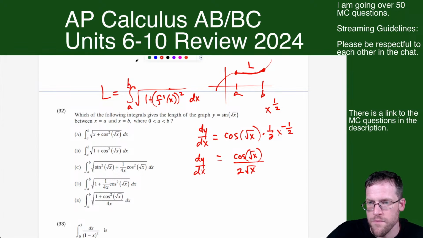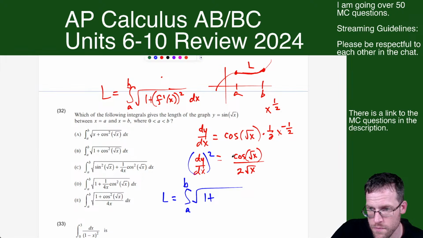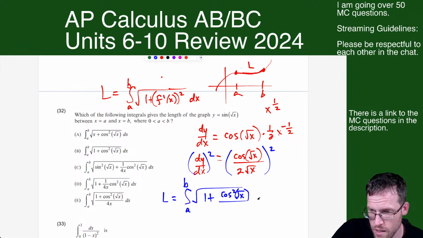All right, now we plug in. So from here, we have the length of the curve, call it L, is integral from a to b. They didn't give us actual values. Square root of 1 plus, and now I square this. So cosine radical x times cosine radical x is cosine squared radical x. Remember, the argument of cosine does not get squared. It's just cosine squared of radical x.